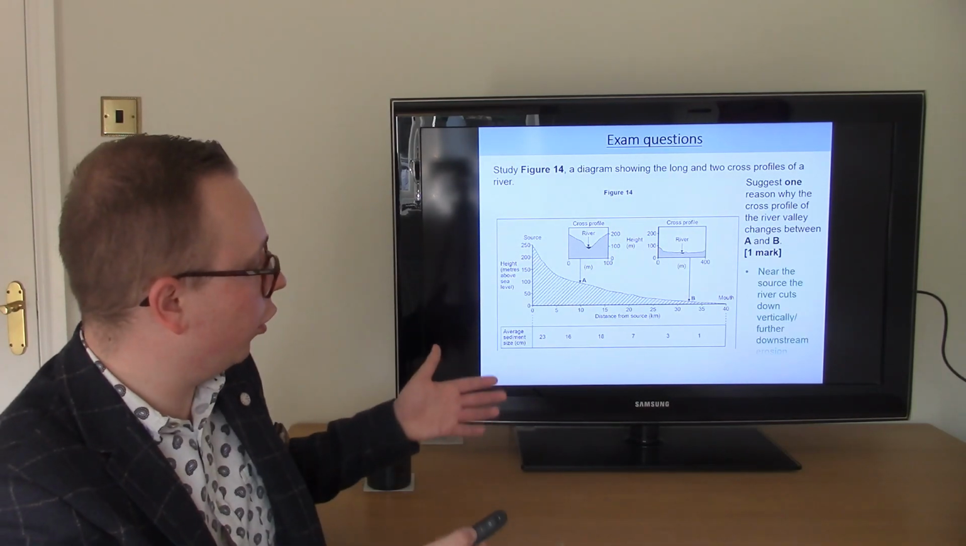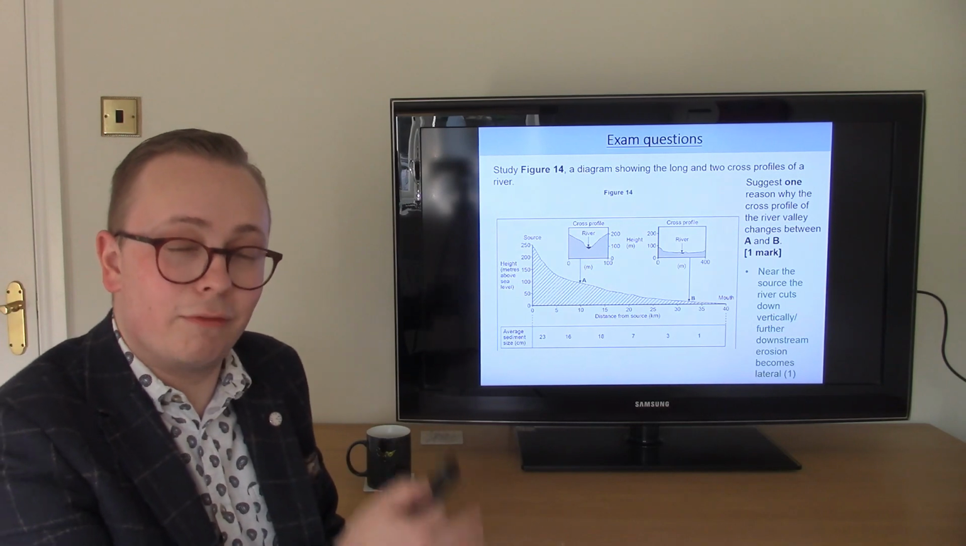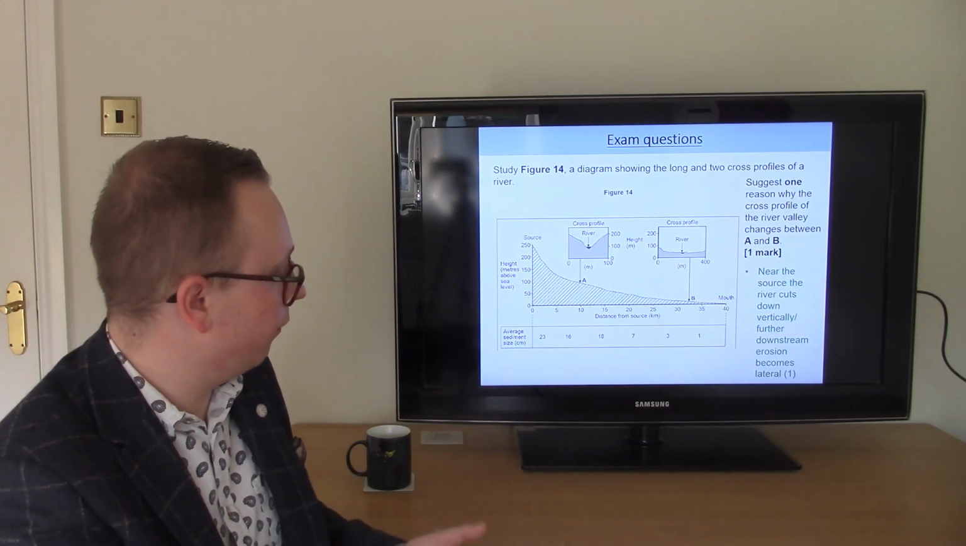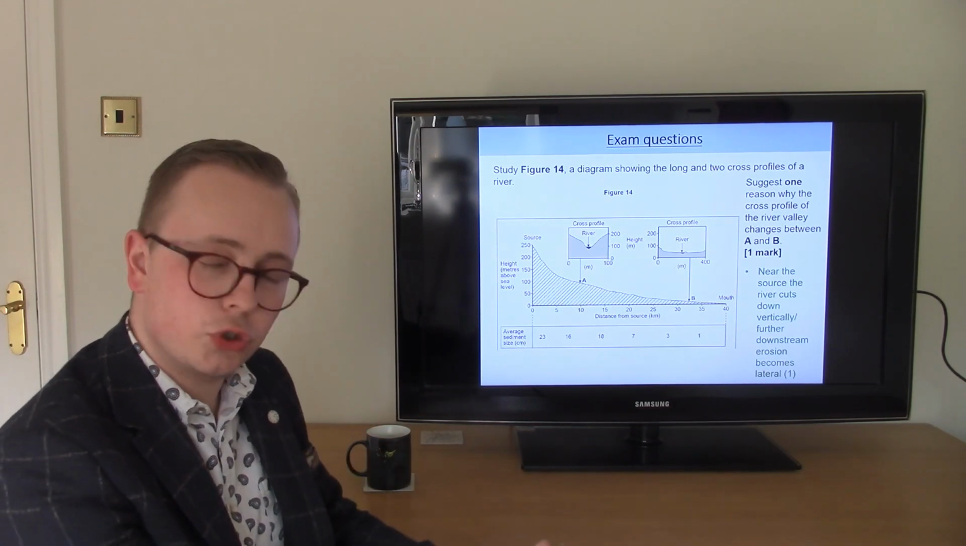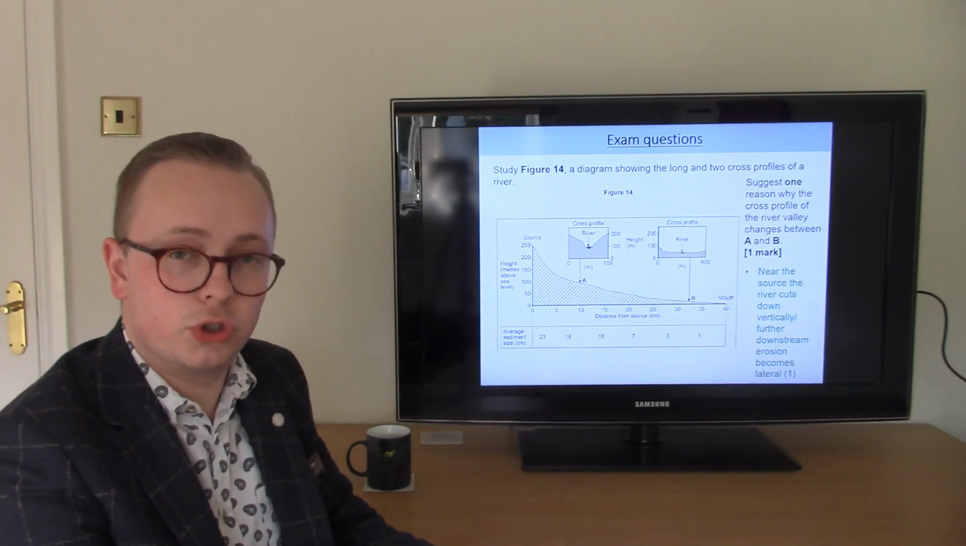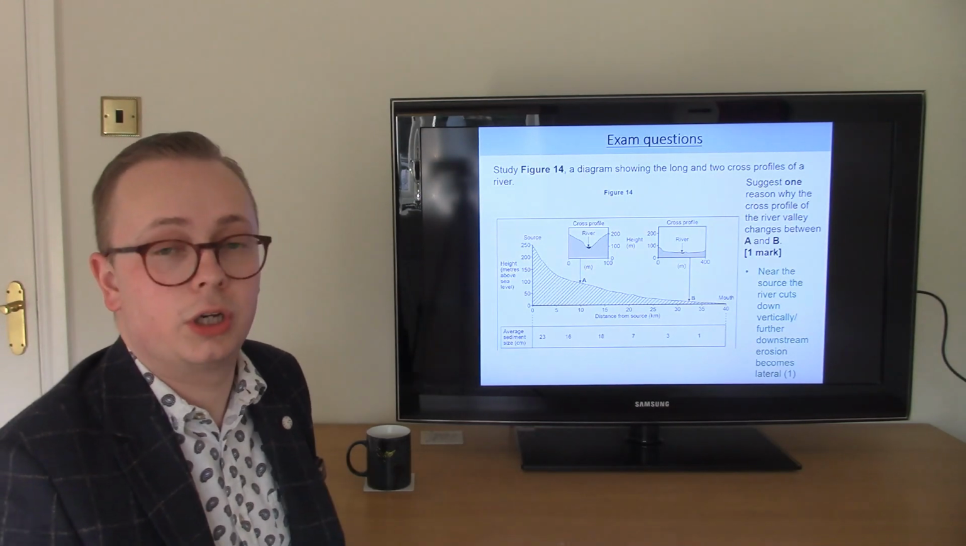So in the upper course, near the source, we've got the river cutting down vertically through the landscape. That's creating this V-shaped valley. But as we move further downstream, the erosion becomes increasingly lateral, hence why the valley sides become more gentle and even flat by the lower course, creating that floodplain.